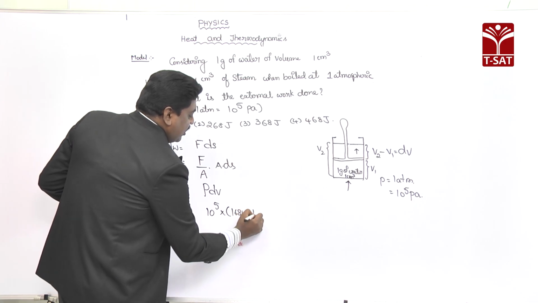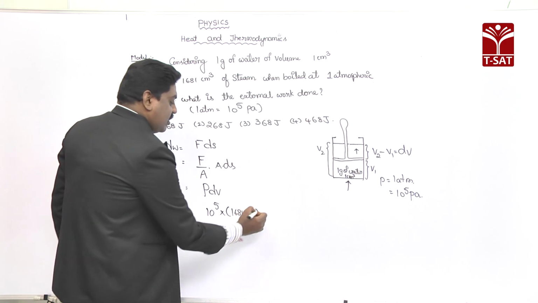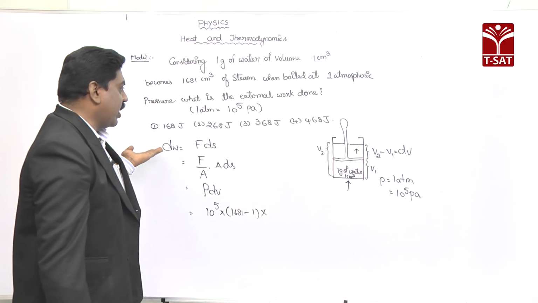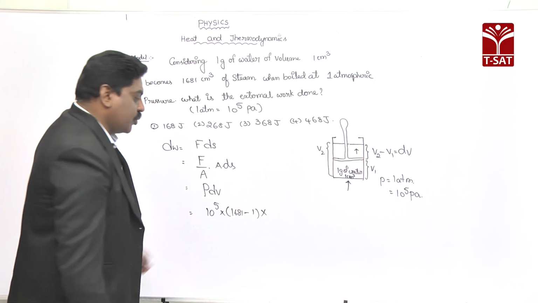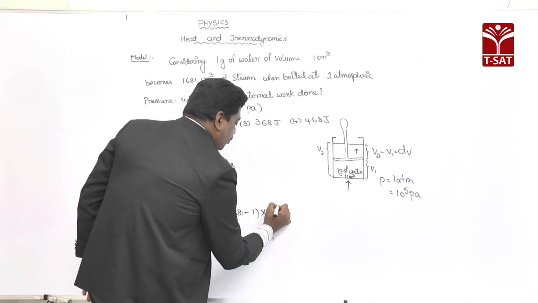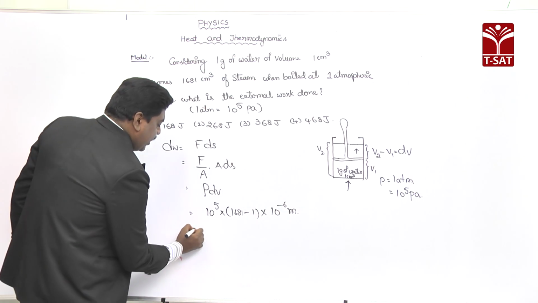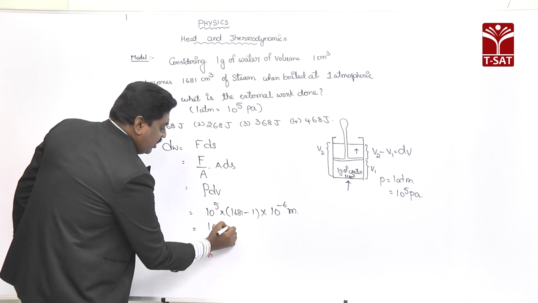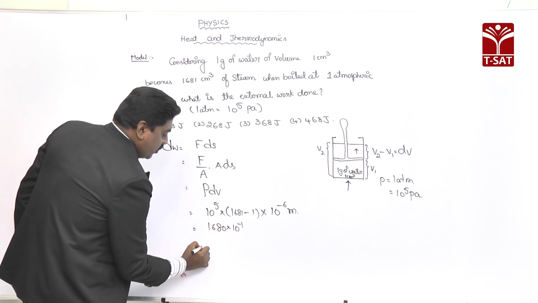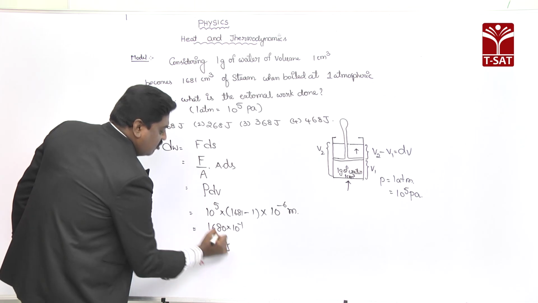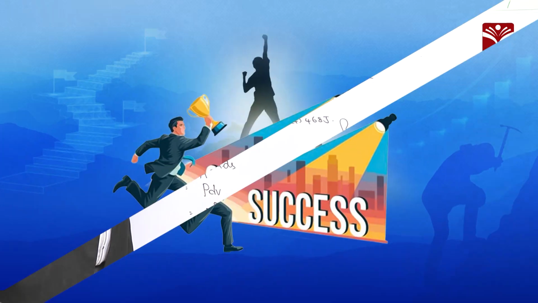1681 cubic centimeters minus 1 cubic centimeters, and converting 1 cubic centimeter into meters, we have 10 to the power of minus 6 meters, and we get 1680 into 10 to the power of minus 1, which is 168 joules, and the option is the first one.